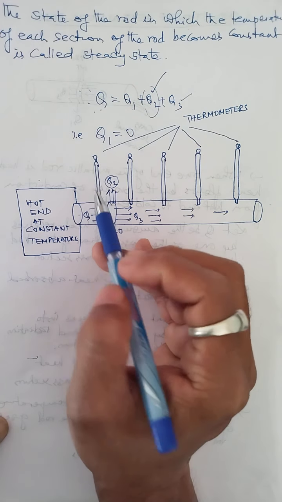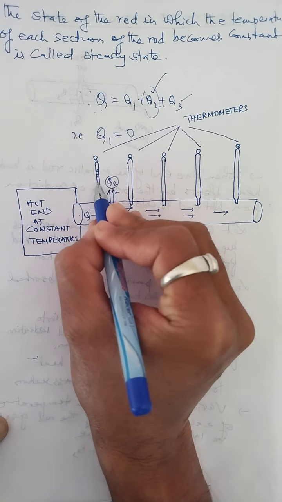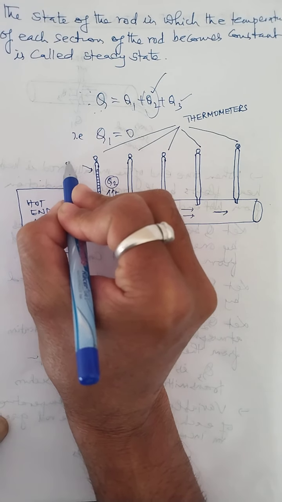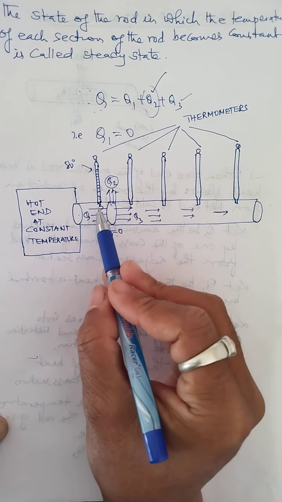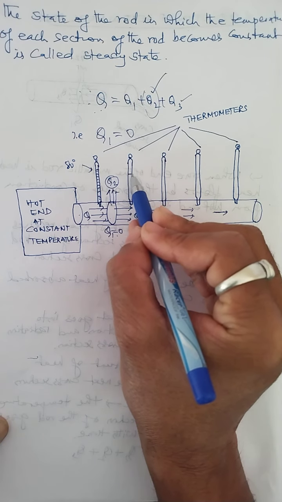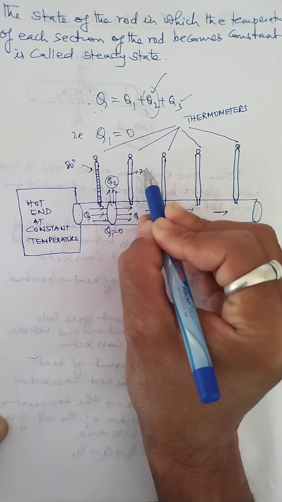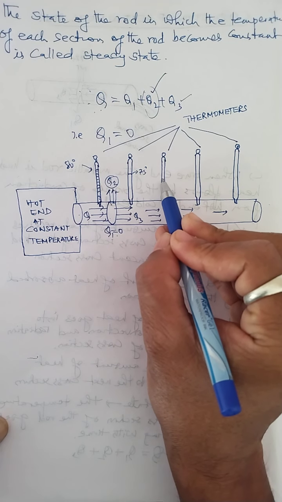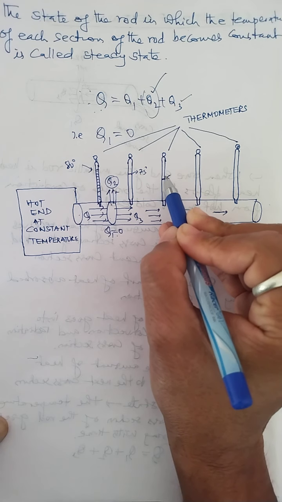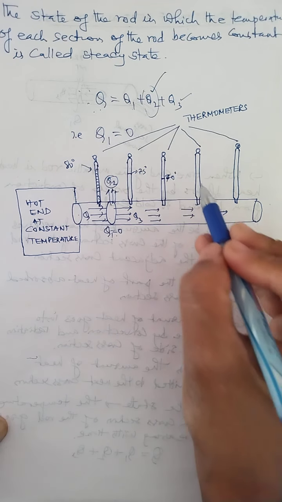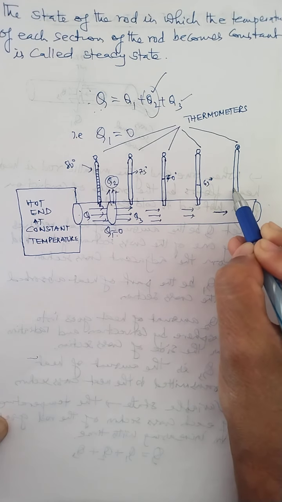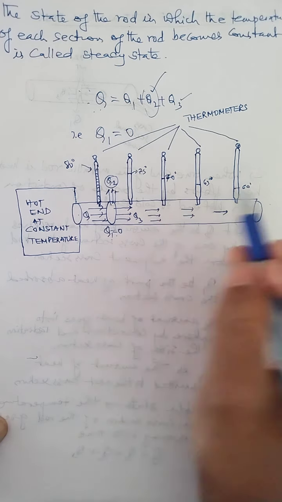Say this is the thermometer which measures the temperature at the maximum end, and consider this temperature at this end is say 80 degrees Celsius. So if this cross section of the rod measures 80 degrees Celsius, then this cross section will measure say 75 degrees Celsius. Then this cross section measures say 70 degrees Celsius, this one measures say 65, and this is say 60 degrees Celsius. This is just the assumption I have taken.